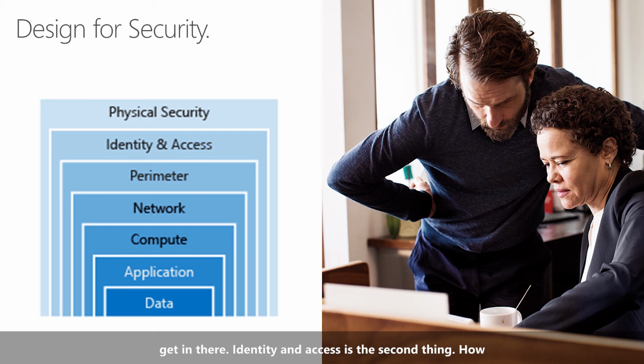Identity and access is the second thing, how people verify their identity and what resources they can access. Perimeter security, how you're going to deal with that from a firewall configuration, so forth. Network layer, what kind of networking you're going to do, what kind of encryption protocols you're going to use there, how you're going to protect the compute, what application layer security you're going to provide, and ultimately, what data.